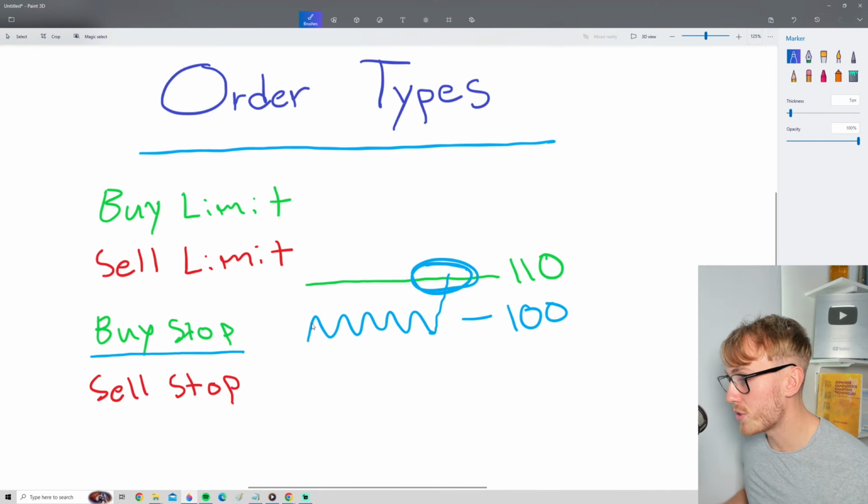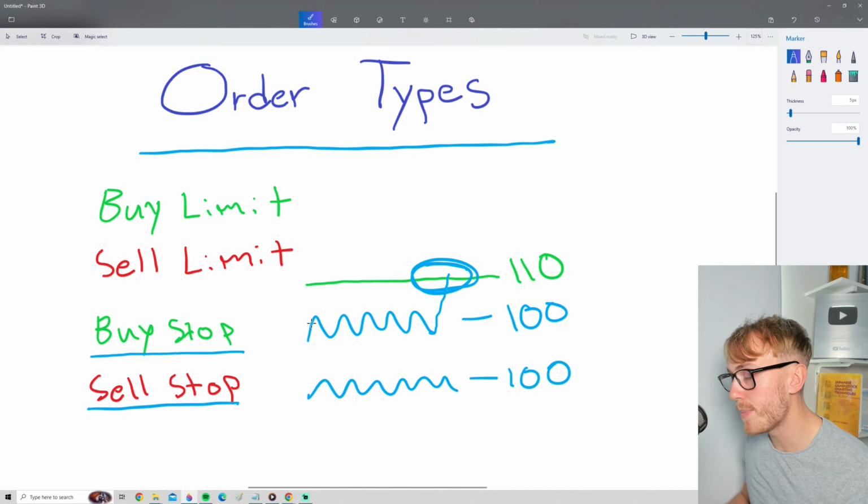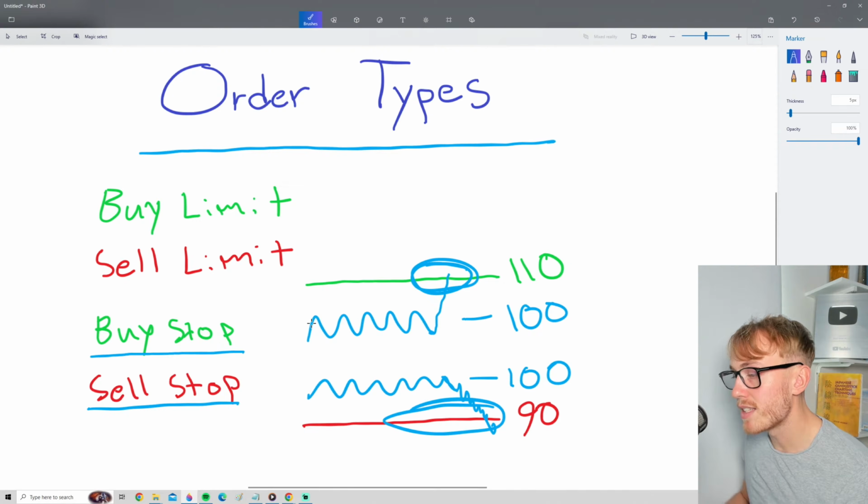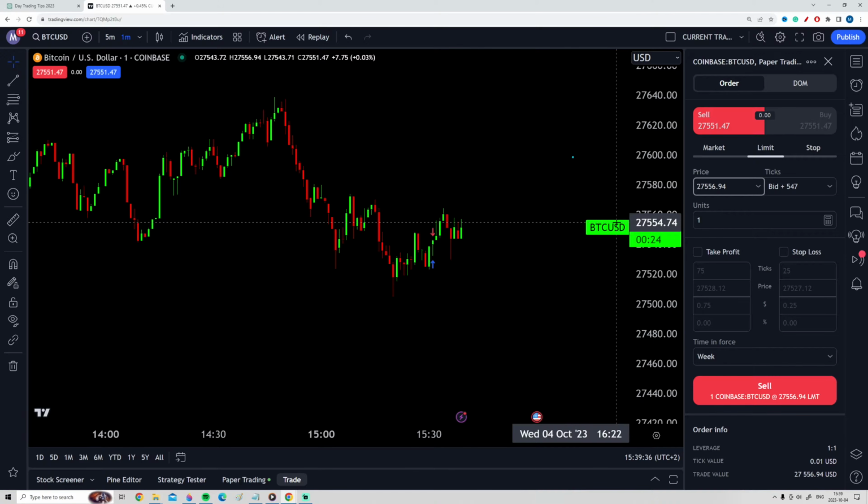The same thing is true for the sell stop order here. Once again, let's imagine that the price is currently at 100. What the sell stop makes us do is that, let's say we place a sell stop down here at 90. This makes it so that only if the price goes down here to the 90 mark or below, that makes us sell the asset. All right, guys, so let's take a look at a real life example of the buy stop and sell stop order.